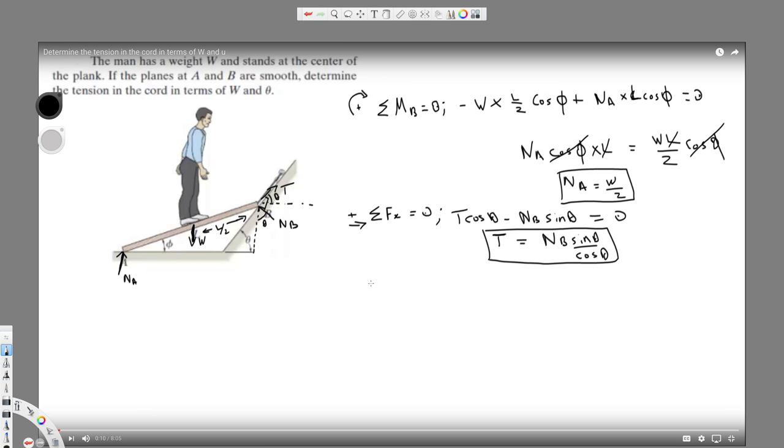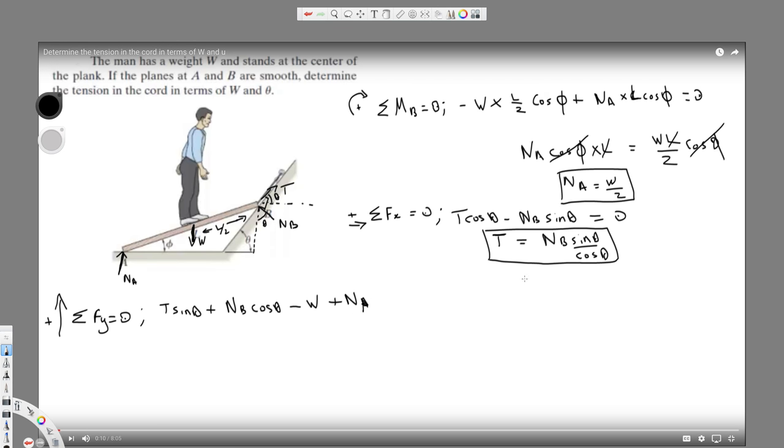Now let's take the y components. Sigma Fy, the total y, is going to be 0 in statics, and if I take the upside as positive, let's see what happens. This is going to be T sine theta and it's going upward, so it's positive, and Nb cos theta is also going upward, so positive. And then what else do we have? Weight is acting downward, so it's going to be negative. And we have Na going upward, it's going to be positive.